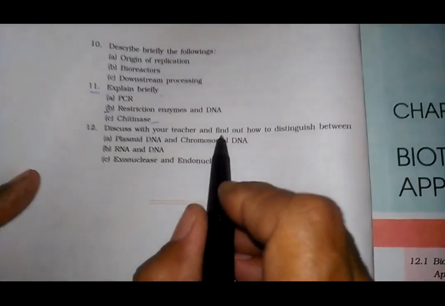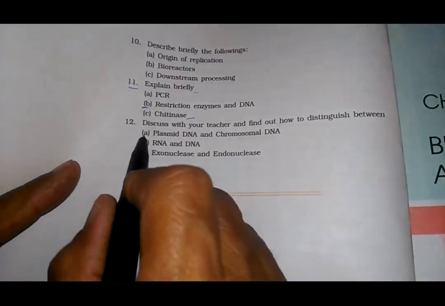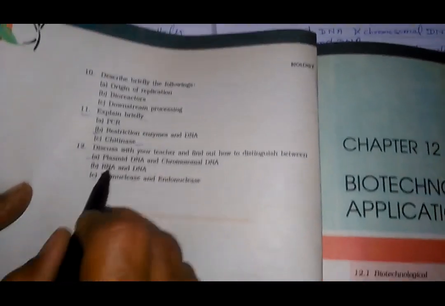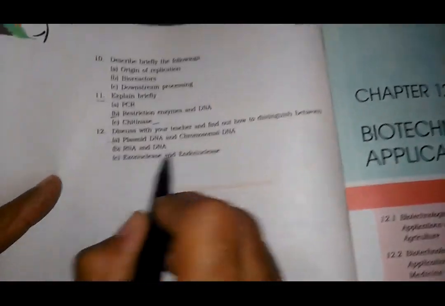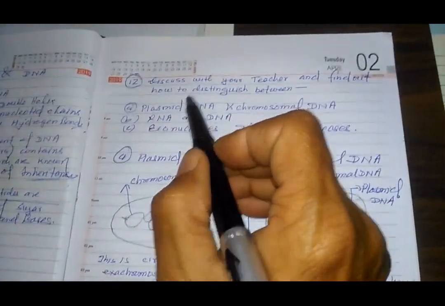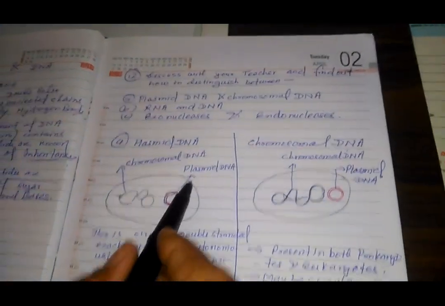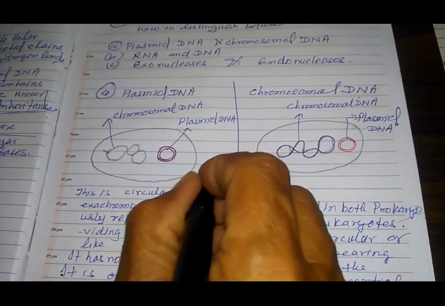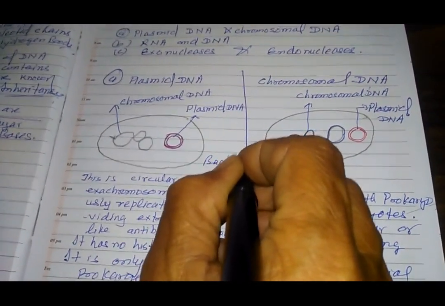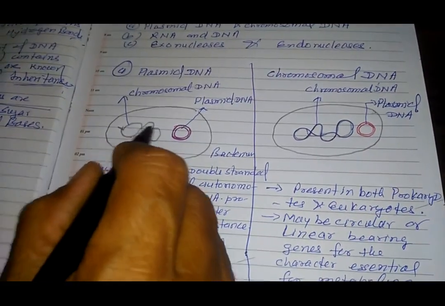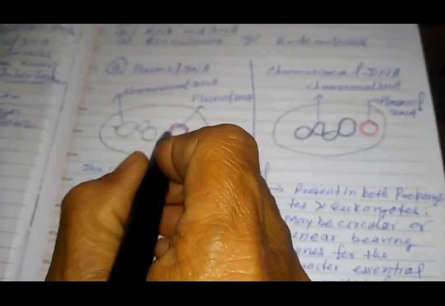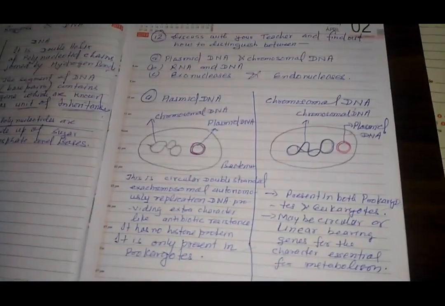Discuss with your teacher and find out how to distinguish between plasmids and chromosomal DNA, RNA and DNA, exonucleases and endonucleases. So try to understand. Here, plasmid DNA and chromosomal DNA. This one is a diagram of a bacterium. This bacterium has this chromosomal DNA and this one is the plasmid DNA.